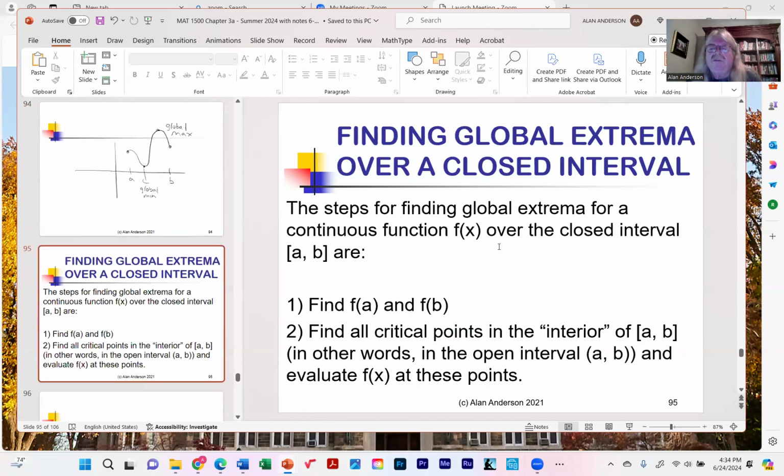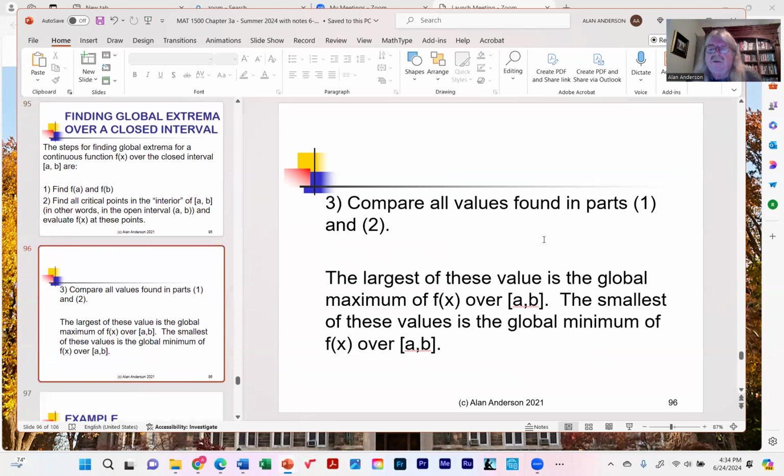All right. So how do we find them? Well, we need to know f of a. In other words, we need to know the value of the function at the two endpoints. Then we can look for any critical points in the interior, if there are any, and then compare them to each other. The largest value of f of x at these points is the global maximum. The smallest is the global minimum.